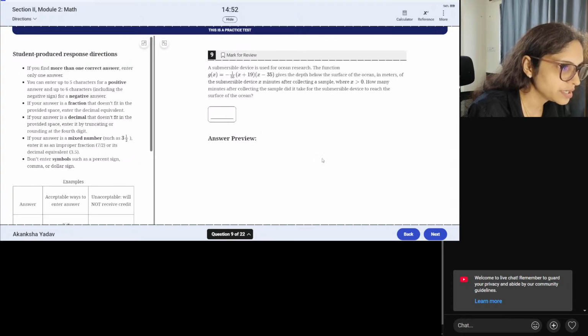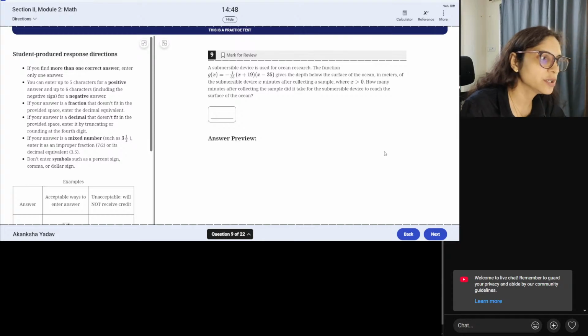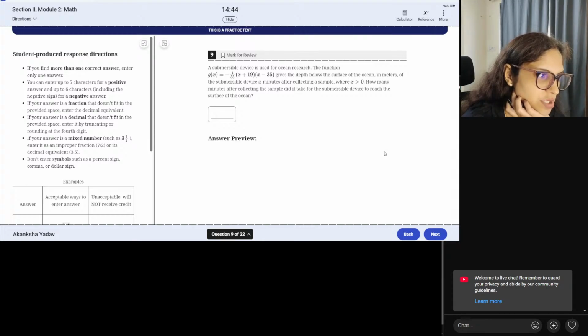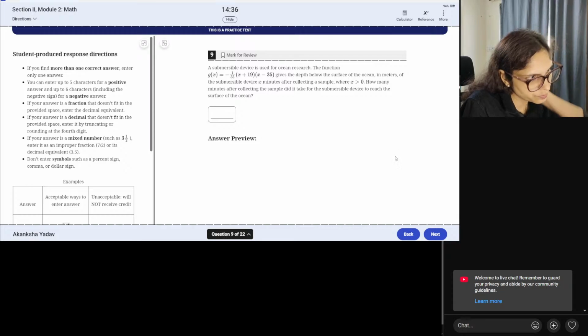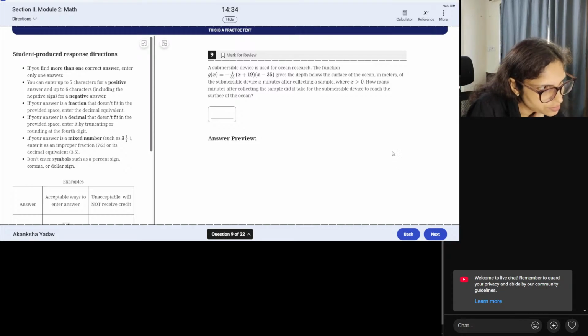A submersible device is used for ocean research. The function g of x is equal to negative 1/55 times x plus 19 times x minus 35 and gives the depth below the surface of the ocean. How many minutes after collecting the sample did it take for the submersible device to reach the surface of the ocean? The surface of the ocean is 0.